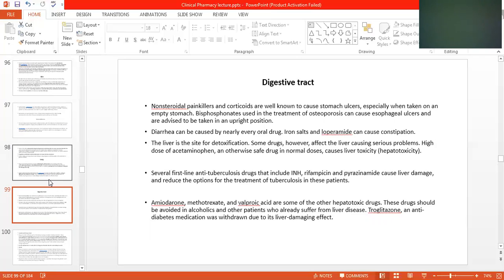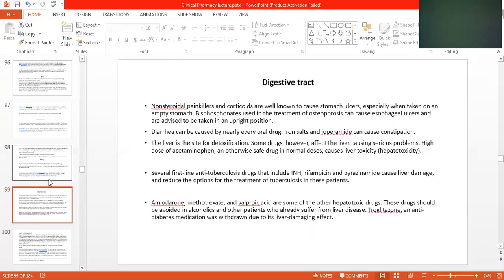You cannot take a bisphosphonate lying down; the drug in this group is alendronate sodium. Diarrhea can be caused by nearly every oral drug. Iron salts and loperamide can cause constipation. Loperamide is used as an antidiarrheal.